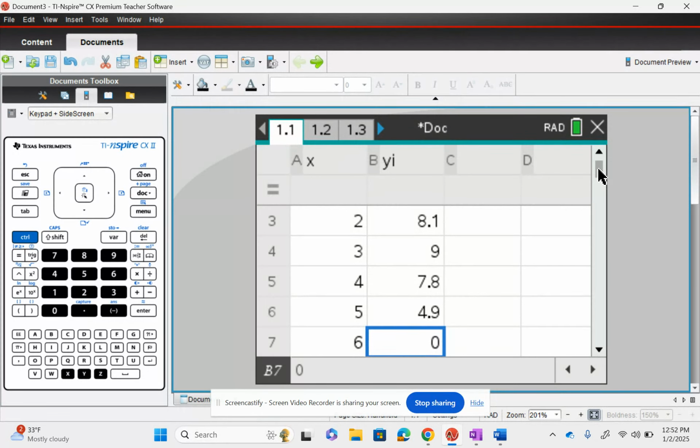If I were to plot these values on a scatter plot, oh wow, that looks very quadratic indeed. So I would like to generate the equation that would best fit this data, and it looks like it's going to be a downward facing parabola with a vertex at 3, 9. So if I wanted to do a downward facing parabola with a vertex at 3, 9, it would look something like this.